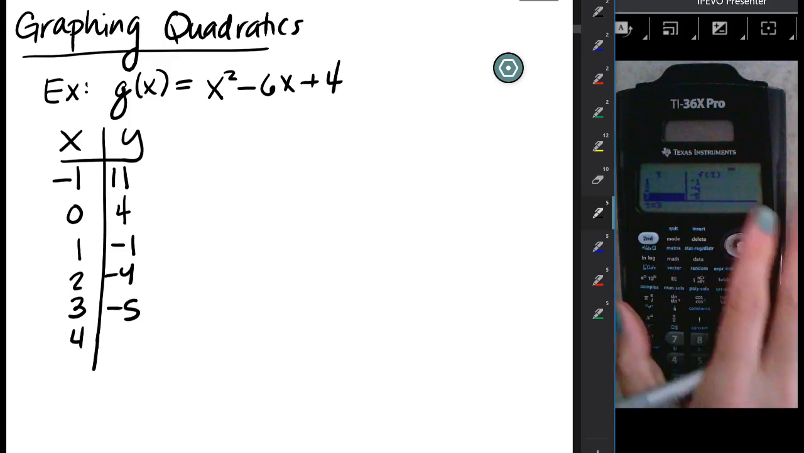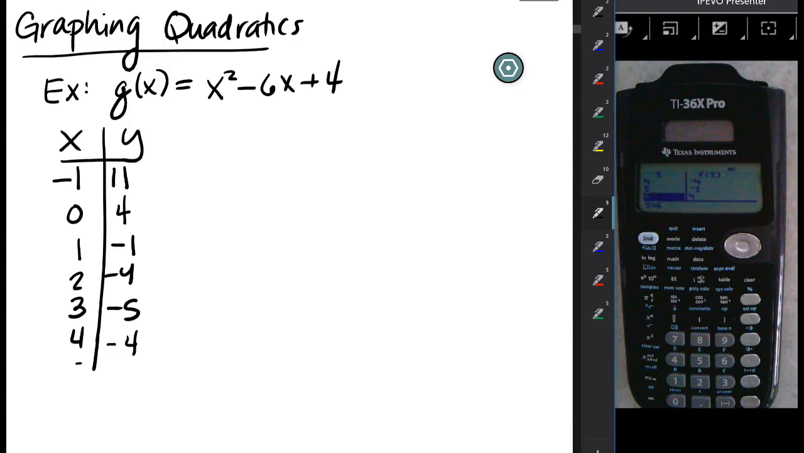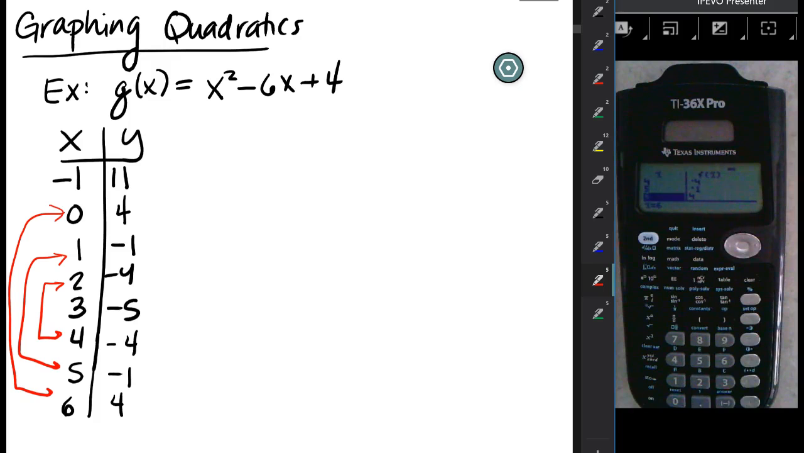4 is negative 4. 5 is negative 1, 6 is 4. And here's where we can start seeing the symmetry of our quadratic function, right? We can see 2 and 4 both have the same output, 1 and 5 have the same output, 0 and 6 have the same output. This is what's letting us know 3, negative 5 is our vertex.